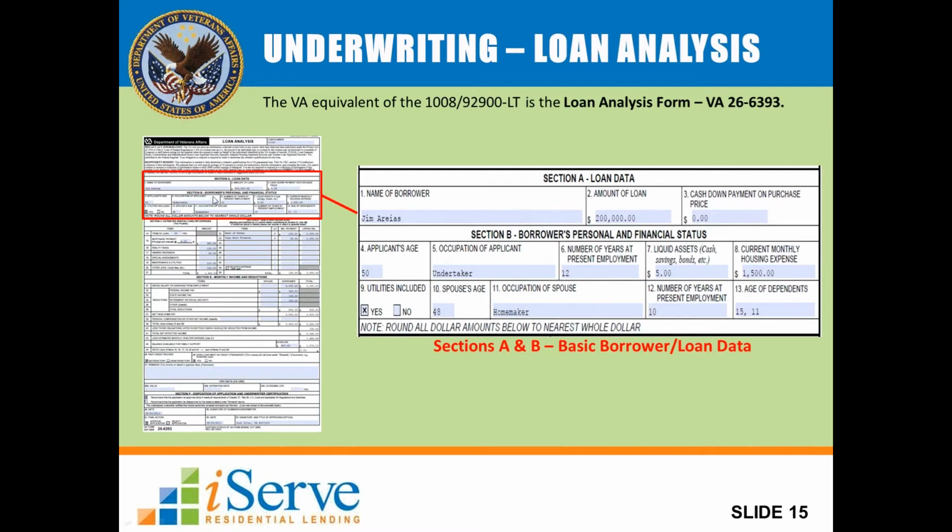So just over here on the left, this is the full form. I know you can't see it, but that's what it looks like. And then we're going to blow up a couple sections here. So this top section, Section A, is just basic loan data: borrower, loan amount, age, occupation, so just pretty standard stuff.